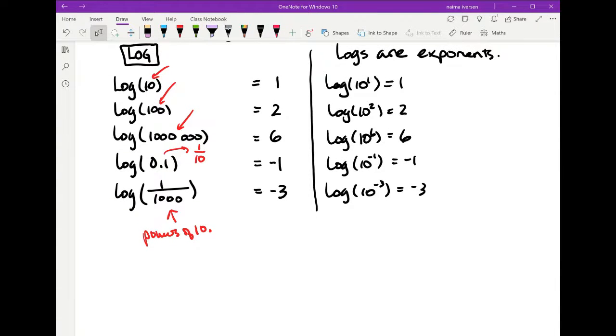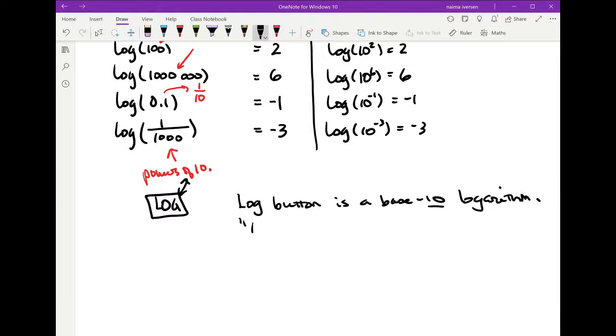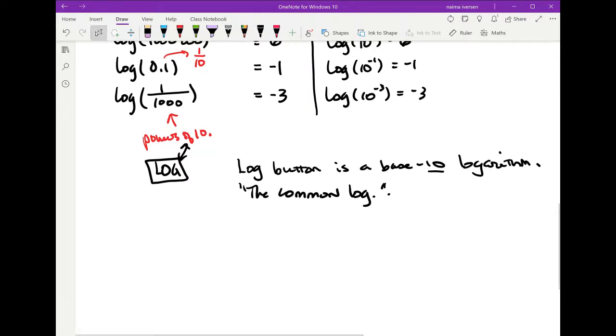So this works with your log button. Now, that log button and the powers of 10 are related to each other. So the log button on your calculator is a base 10 logarithm. It is called the common log, or the common logarithm, even though it's not that common. I mean, it's more common than other bases, like 5, for example, but it is not the most common logarithm.